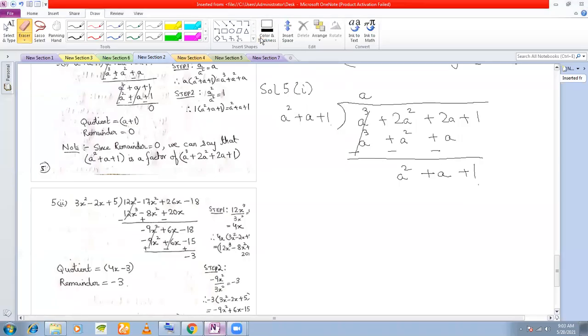So now, what is the leading term? a square. What is the leading term of my divisor? It is also a square. You divide a square by a square, you simply get 1. So you write plus 1 here on top. And this one, you multiply with the divisor. You get a square plus a plus 1, right? So this you write here, a square plus a plus 1.